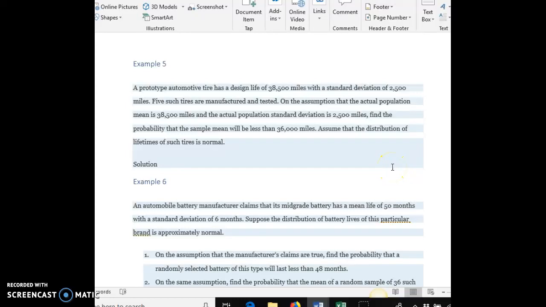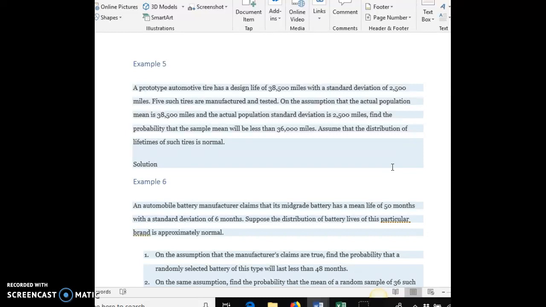Okay, so let's look at example 5. A prototype automotive tire has a design life of 38,500 miles with a standard deviation of 2,500 miles. 5 such tires are manufactured and tested on the assumption that the actual population mean is 38,500 miles and the actual population standard deviation is 2,500 miles. Find the probability that the sample mean will be less than 36,000 miles.